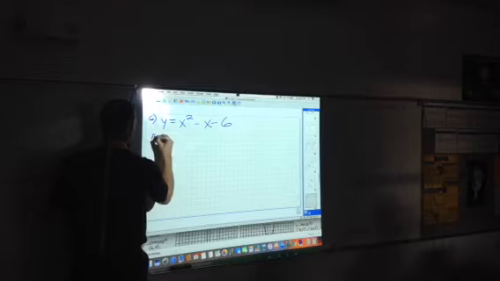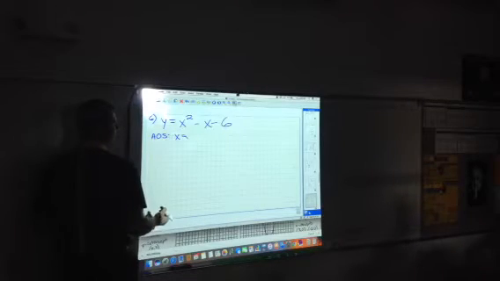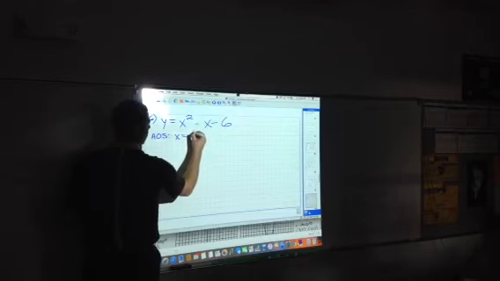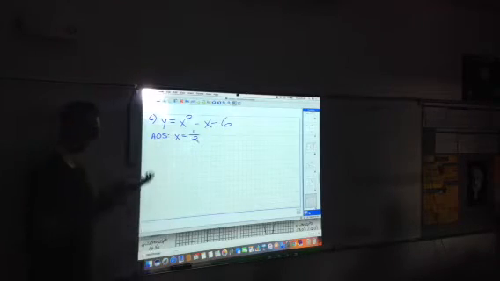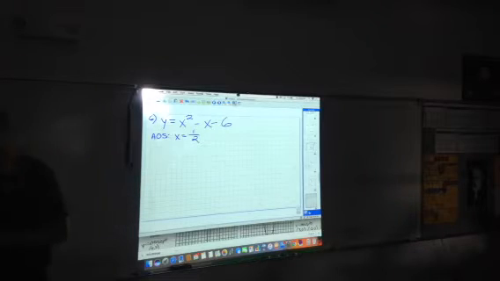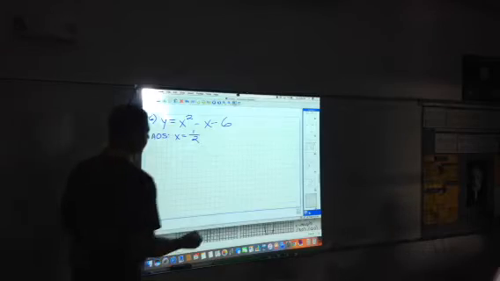Alright? So anyway, my axis of symmetry would be x equals, what's the opposite of b? 1. What's twice a? 2. Alright, so we're dealing with a fraction, that's fine, okay? The axis of symmetry would be x equals 1/2.